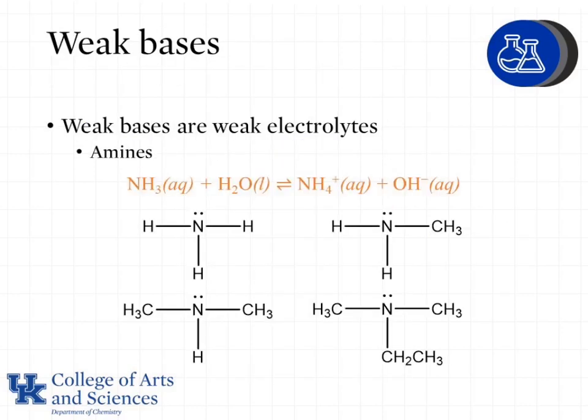Like weak acids, weak bases are also weak electrolytes. The weak bases we will look at are amine compounds. For example, NH3, which is known as ammonia, will react with water to form NH4+ and OH-. NH3, which is also known as ammonia, is a weak base. We can also see that other primary, secondary, and tertiary amines will also form weak bases. While there are other examples of weak bases, these are the primary ones that we will look at.